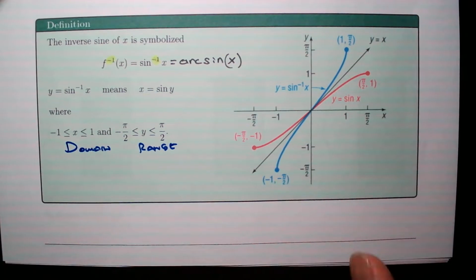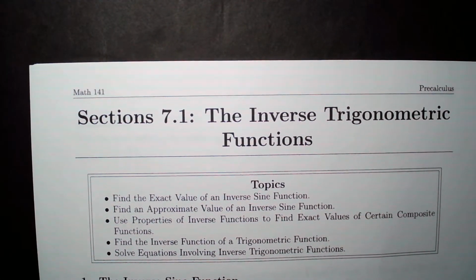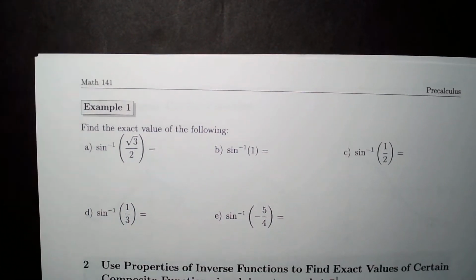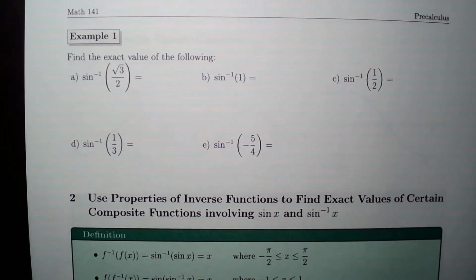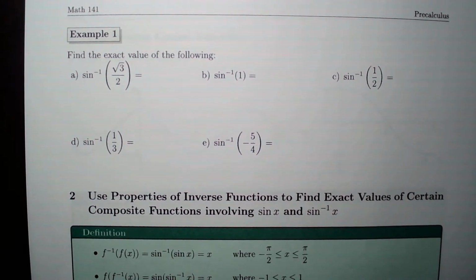Alright, let's look at some examples on how to deal with the inverse sine function. Let's find the exact value of the following. In this case, they are asking us to find the angle for which sine equals square root of 3 over 2. Of course, you might want to rely on the unit circle. The unit circle is coming back.